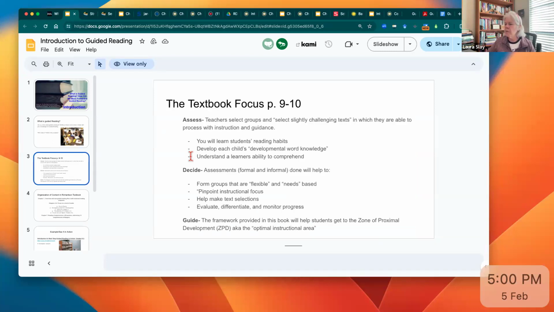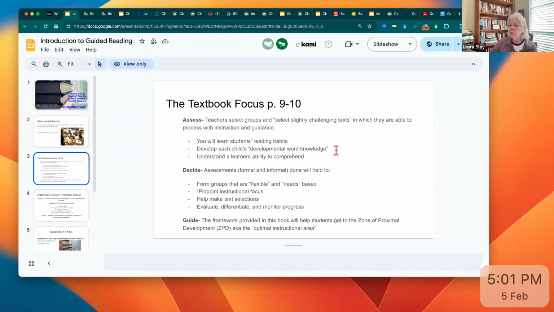So if you look at pages 9 and 10, you'll get a good idea of some of the things that, if you didn't highlight these, you might want to highlight. Notice it says you'll learn that students develop reading habits. That's part of a guided reading instruction. It's to develop a child's developmental word knowledge. So you are teaching them word structures, but it also has to be developmentally appropriate if you want it to stick. And you're also focusing on their ability to comprehend.